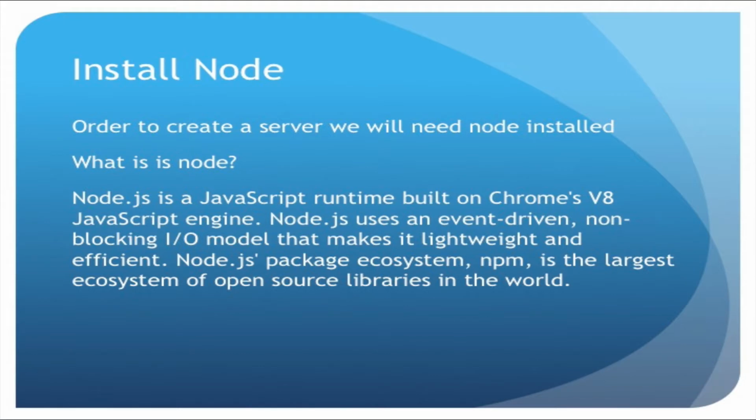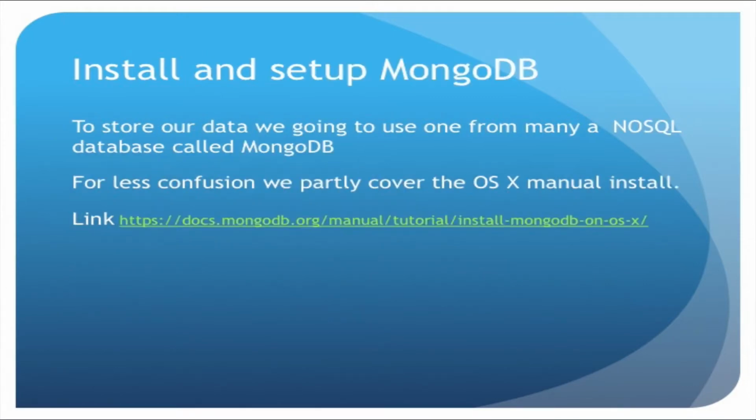So to install Node, we're really going to need it to create our server, because this is basically what you need to run your server. It's a JavaScript runtime built on the Chrome V8 JavaScript engine. And then you need to install MongoDB. As you can see on this link, you can follow it and just download and install it. We're not going to go through that really.